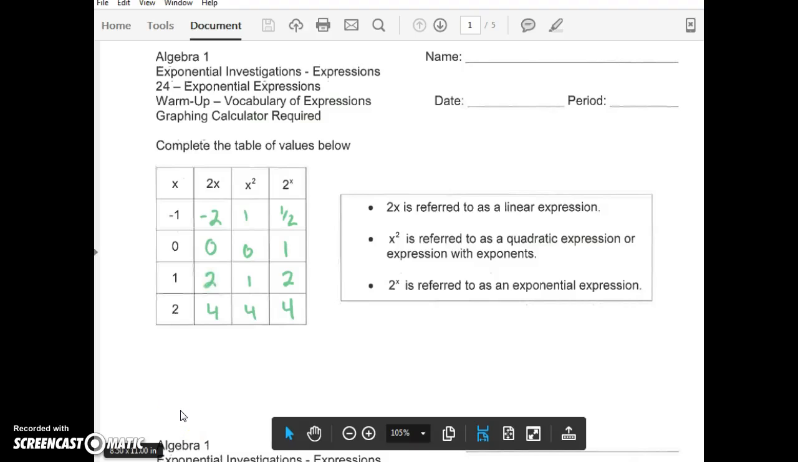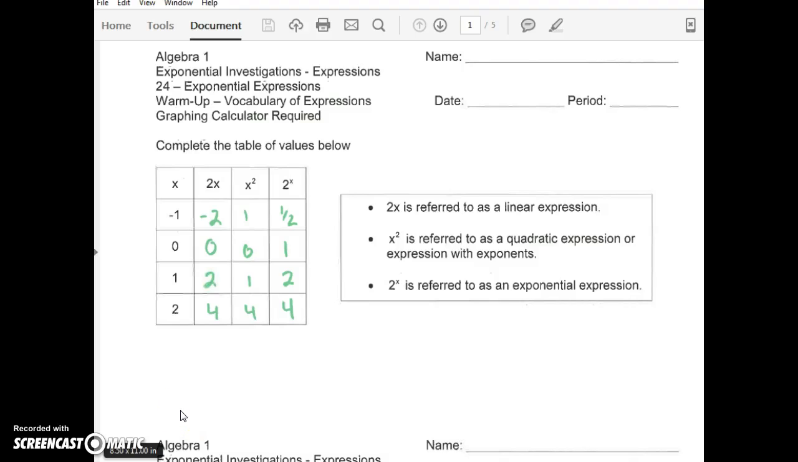Section 24 begins our look at exponential investigations. In the warm-up, we're asked to complete the table of values for three different functions. We have 2x, which we're going to call y1. We have x squared, we're going to call that y2. And we have 2 to the x, which we're going to call y3.